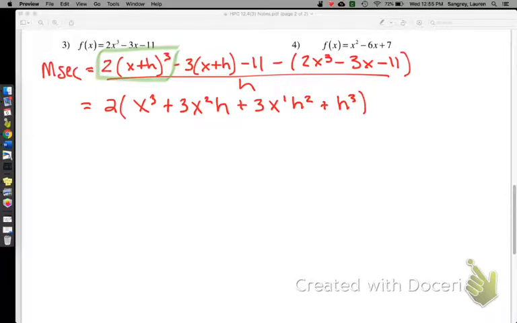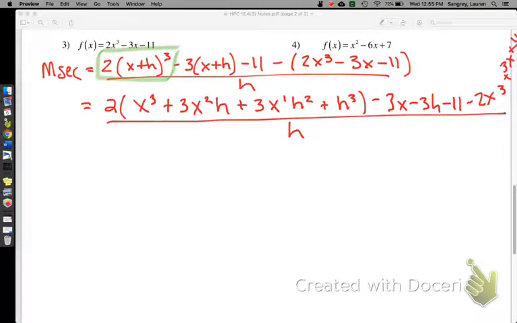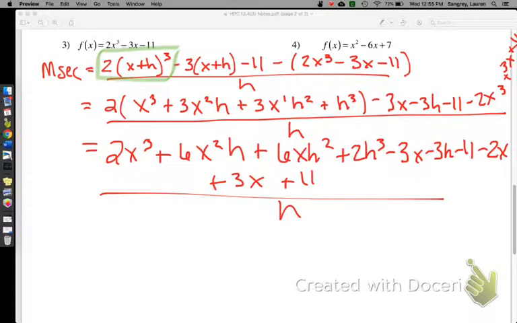I'm totally going to run out of room. So now I have minus 3x minus 3h minus 11 minus, oh boy, 2x. Okay, that totally looks awful, but we're going to keep going. Now I'm distributing the 2. And voila.